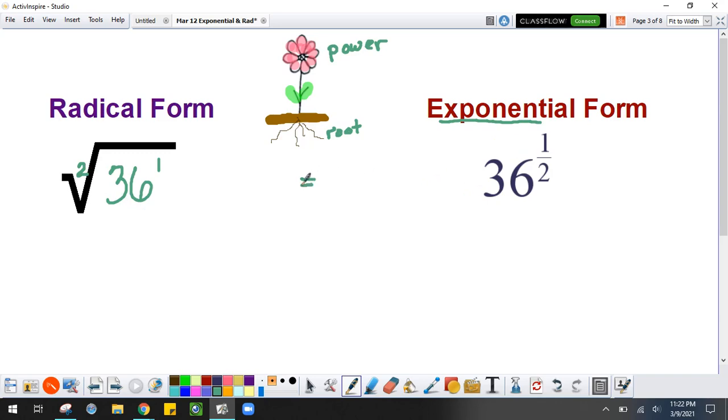So radical form, exponential form, these two equal the same. In this case, we know the square root of 36 is 6. 36 to the 1/2 is 6. Anytime you can simplify, if it comes out to a whole number, you do want to do that.